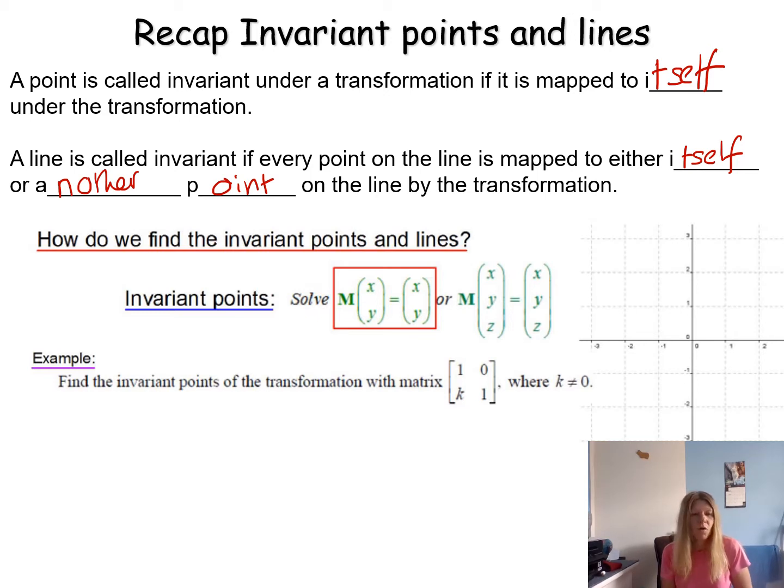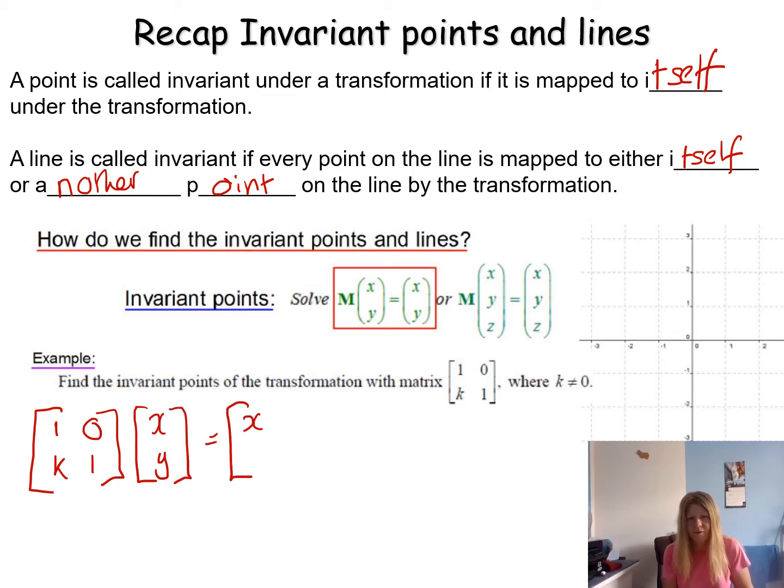So this example says find invariant points of a transformation with this matrix where k does not equal 0. So it's a 2 by 2, so it's going to be just an x and a y. So we want some random x and y to stay at x and y. When we multiply by this matrix, it just gives us x and y. That would mean it's an invariant point.